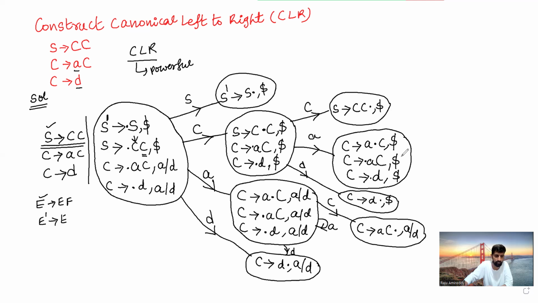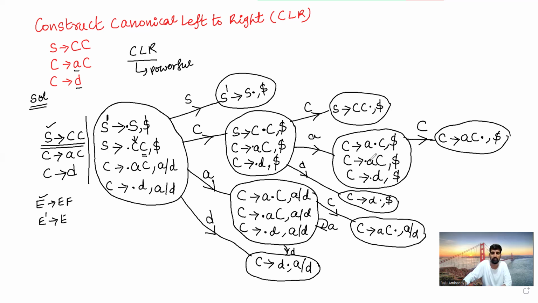Okay. So next one, what will happen here? We are going to have C tends to. Here capital C is there. When the capital C is there, what we need to do? C tends to A C dot comma dollar. So capital C tends to C tends to AC dot dollar.